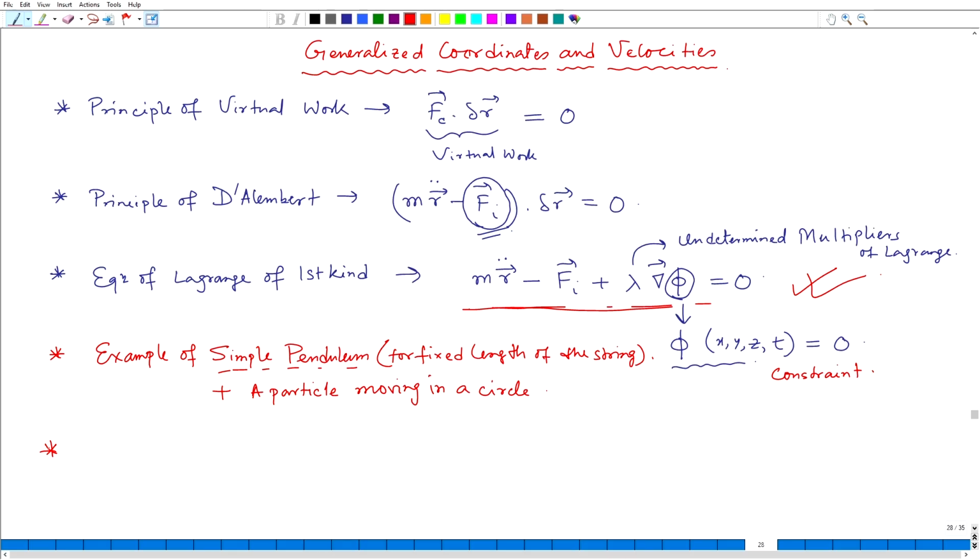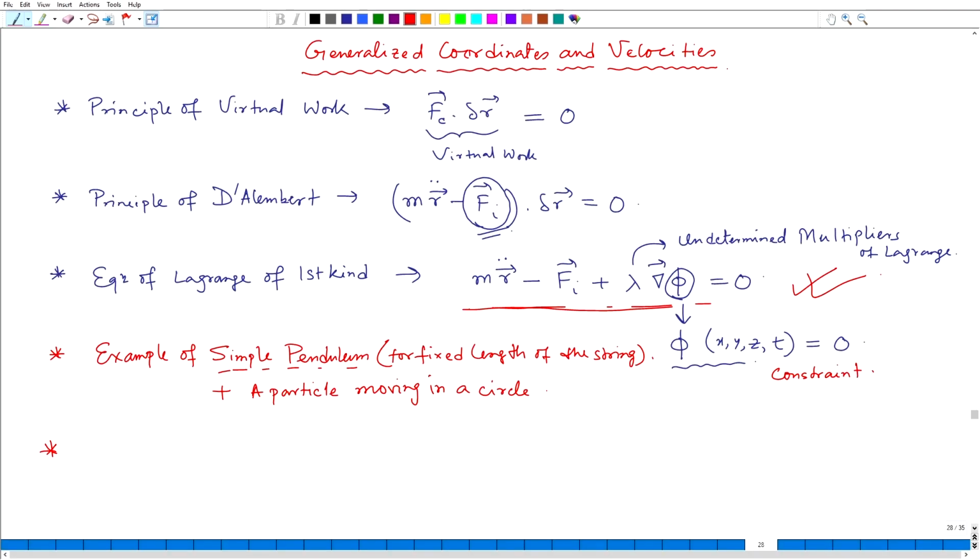For this simple pendulum, I did the case for fixed length of the string. Then finally, I mentioned two important points. The first one is that the Lagrange's equation of first kind can actually associate more than one constraint. So, you just have to remember that corresponding to each holonomic constraint, you should introduce one undetermined multiplier of Lagrange. So, if you have two such holonomic constraints, you have to introduce two undetermined multipliers corresponding to each constraint, lambda 1, lambda 2 for example.